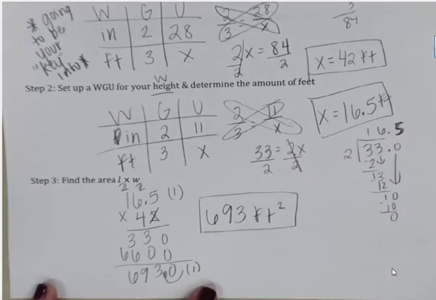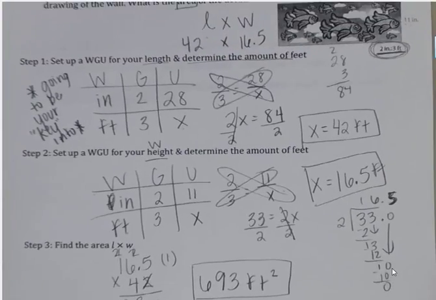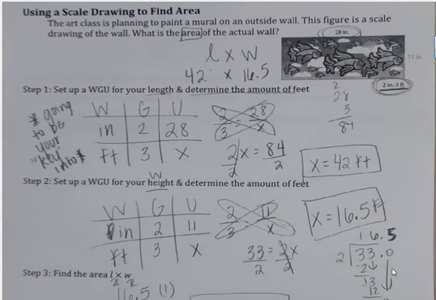That's our area. So, in hindsight, when you have to find a scale drawing, you have to find 2 WGs. You have to do your length, then you have to do your width, your height, and then you have to multiply them together.